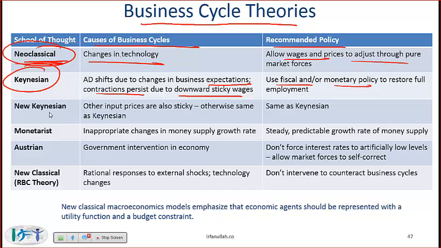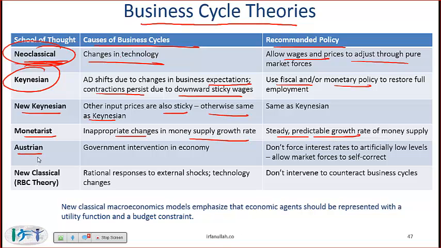According to the new Keynesian thought, other input prices are also sticky. Other than that, this theory is largely similar to the regular Keynesian theory. Monetarists believe that inappropriate changes in money supply growth rate cause the fluctuations in the business cycle, and they believe that the best policy is to have a steady, predictable growth rate of money supply.